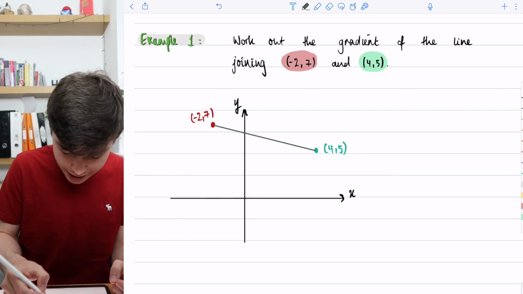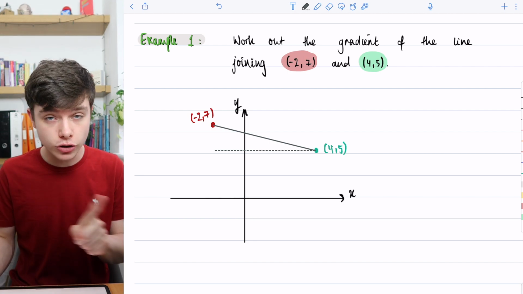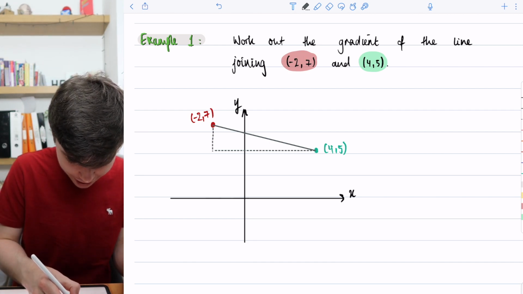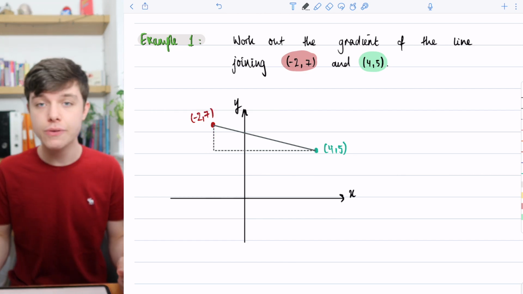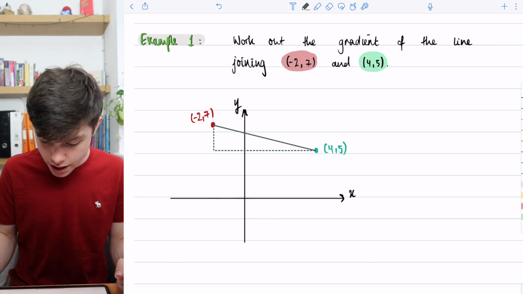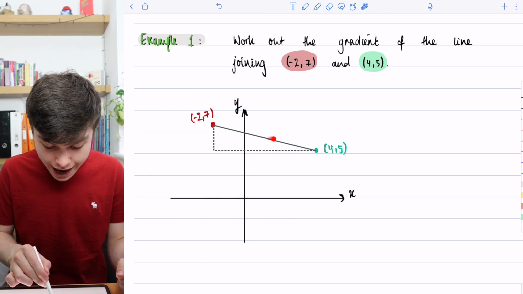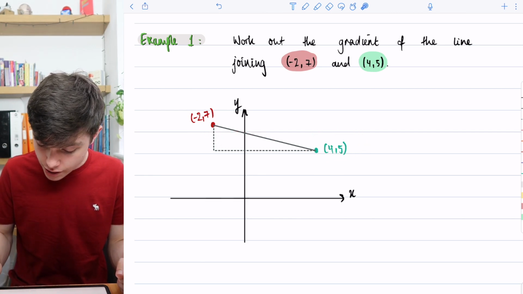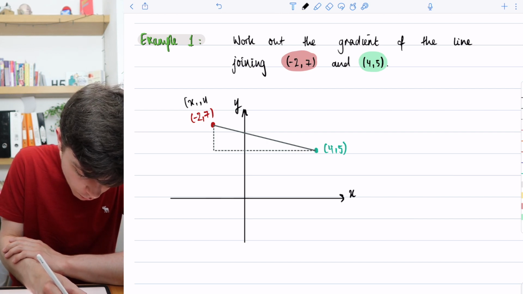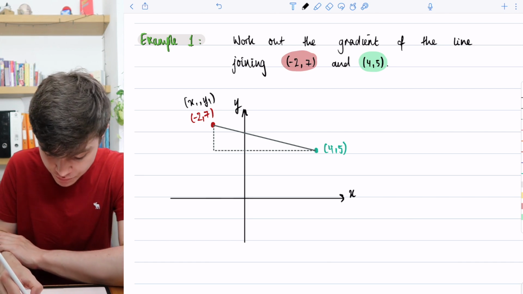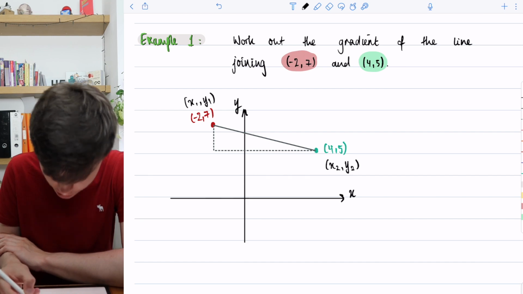Okay, so I'm going to add a dashed line across there so we can have a look at the horizontal change. And I'm going to have a line going vertically downwards like that to work out the vertical change. Okay, so we're starting at this point here and we're going down to this point here. So the point that we start at, we call x1, y1, if we're thinking in terms of the formula. And the point that we have here is x2, y2.